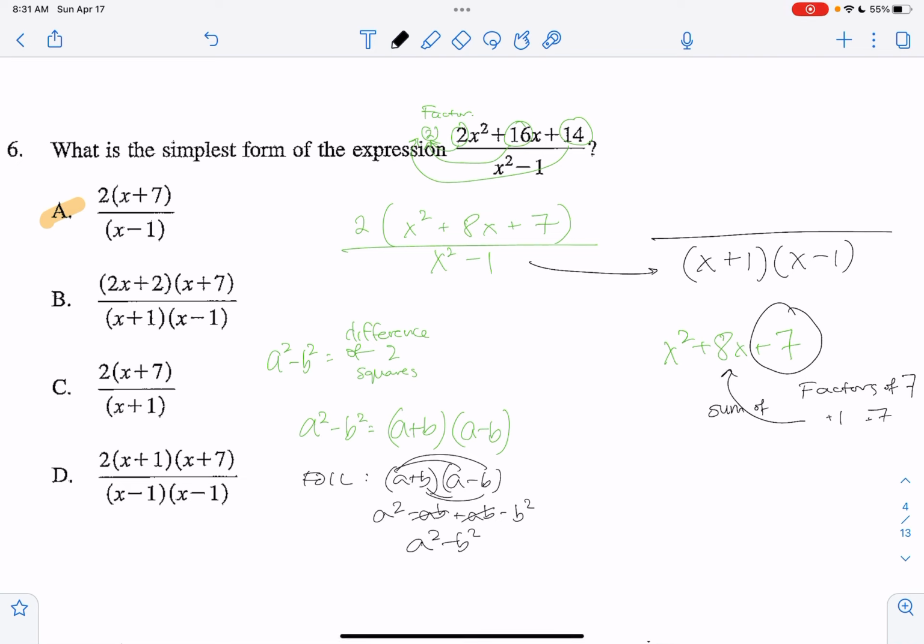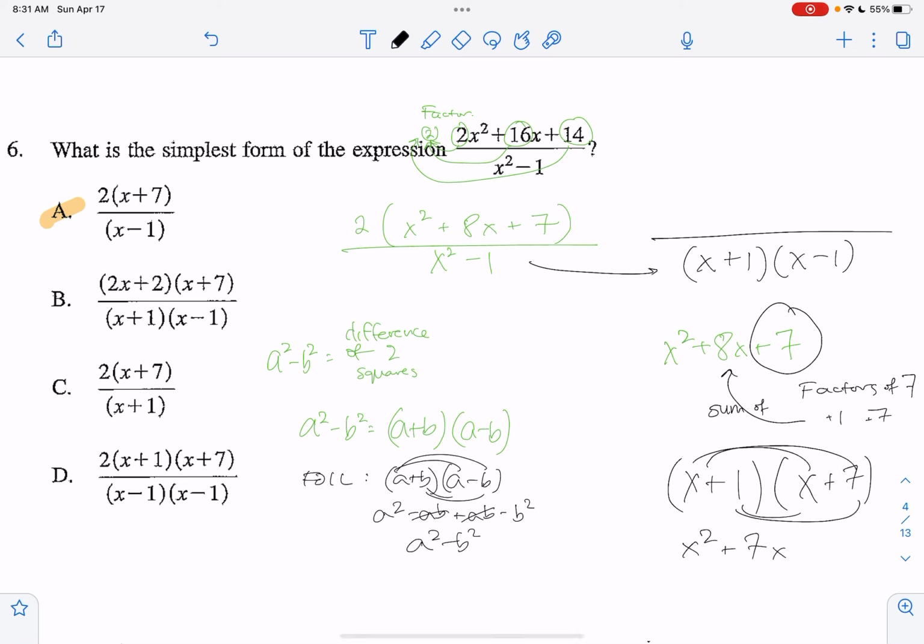So that means that x squared plus 8x plus 7 will be x plus 1 and x plus 7, the two factors that you have. And if you FOIL, you have x squared plus 7x. And inner last, you have plus x plus 7. And the 7x plus the x will give you the 8x that you want. So you have x plus 1 times x plus 7.